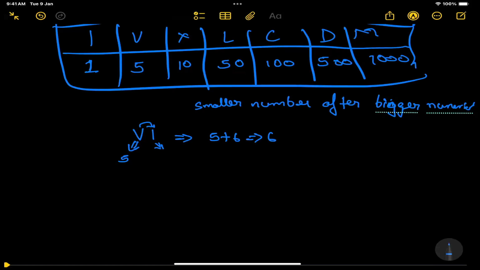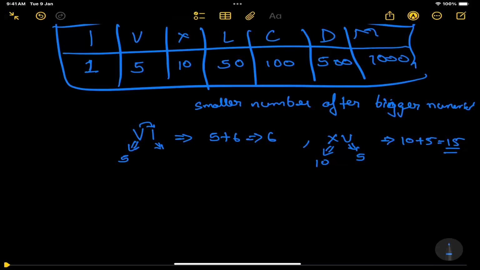We'll do one more example. Here what is the smaller one? 5. This X is 10. A smaller number is after the bigger number. You will add 10 plus 5, which gives 15. So XV can be called 15.